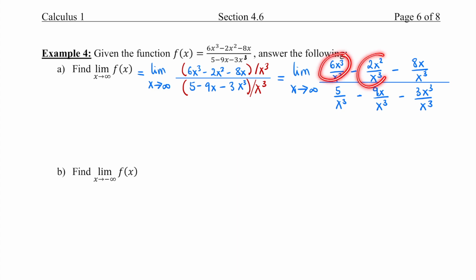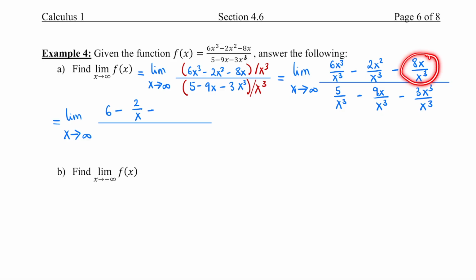Now, let's simplify each term. 6x to the third divided by x to the third is 6. 2x squared over x to the third is 2 over x. 8x divided by x to the third is 8 over x squared. 5 over x to the third stays the same. 9x over x to the third is 9 over x squared. And 3x to the third over x to the third is 3.